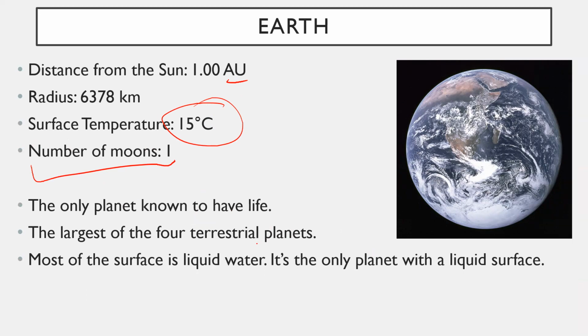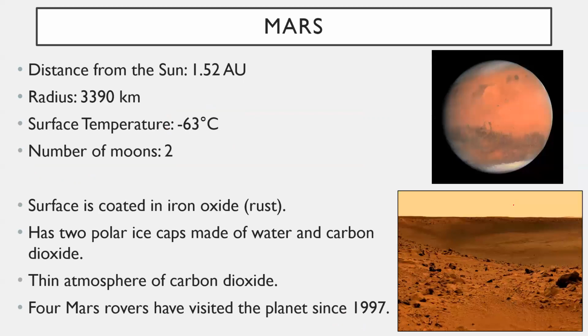Earth is the largest of the 4 terrestrial planets. So of the 4 innermost planets, we're the biggest. And most of the surface of Earth is liquid water. It is the only planet that has a liquid surface. Every other planet in our solar system either has a solid surface or, of course, a gas surface like our gas giants that we'll see in a moment. So most of Earth's surface is actually a liquid, which is pretty unusual in our solar system. So we're quite unique in many ways.